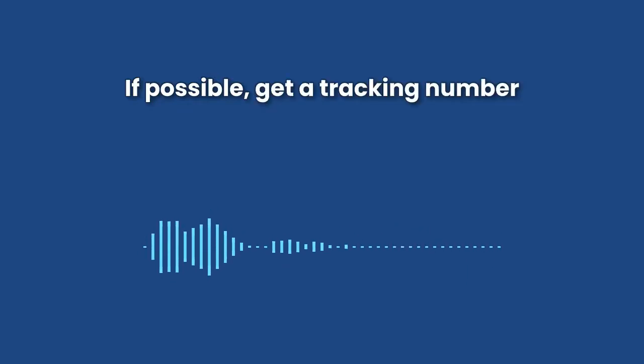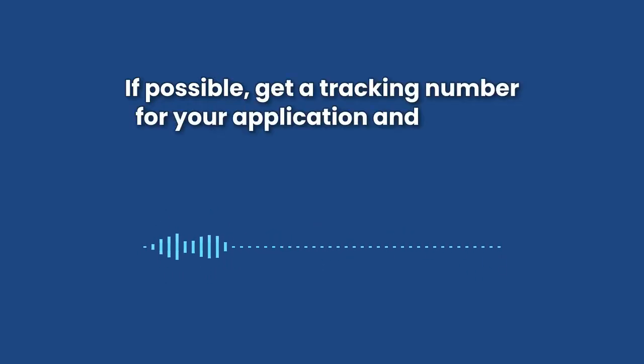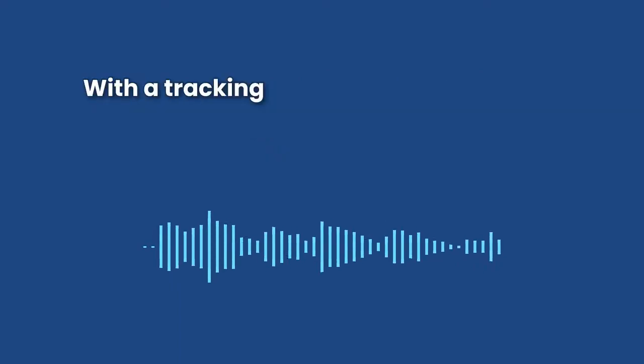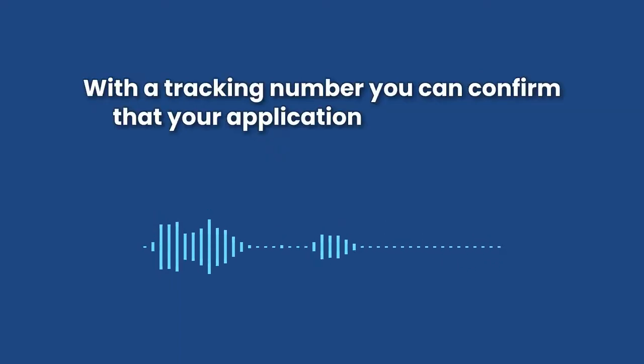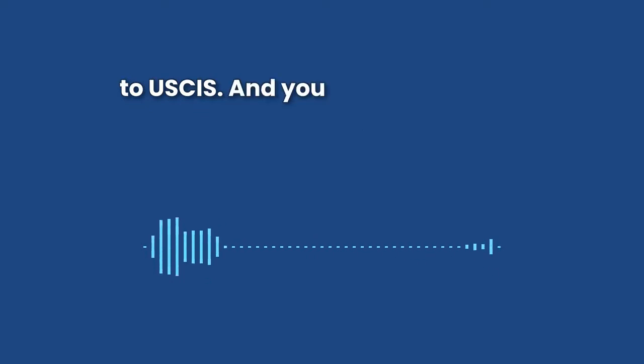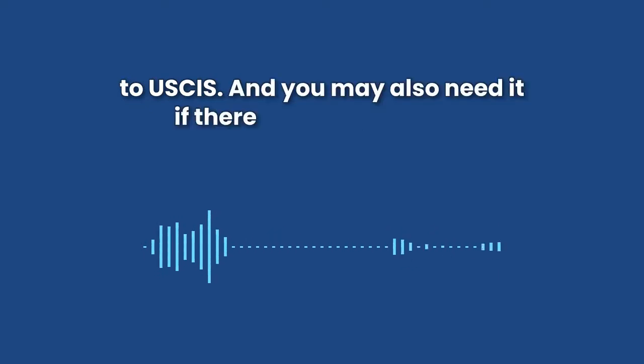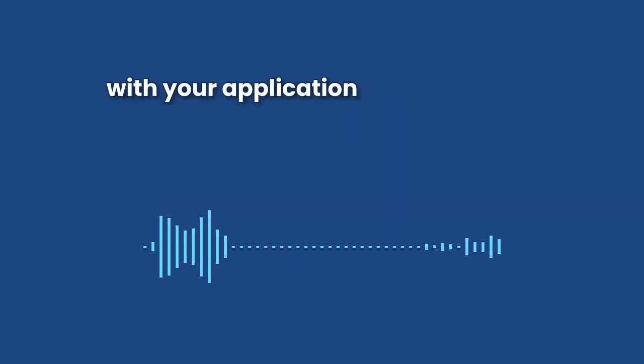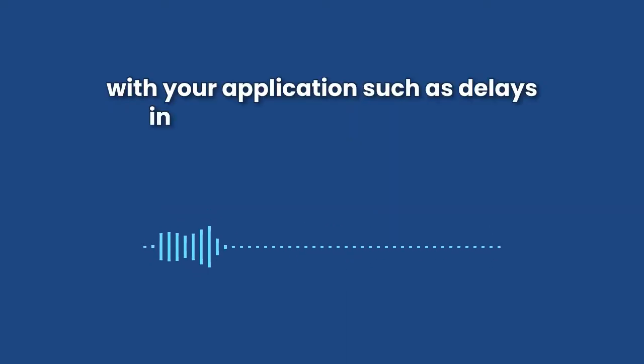If possible, get a tracking number for your application and save it. With a tracking number, you can confirm that your application was delivered to USCIS. And you may also need it if there are any problems with your application, such as delays in getting your receipt notice.